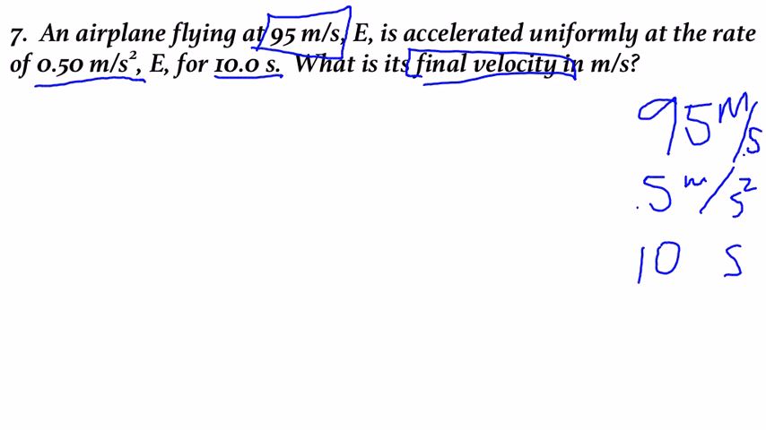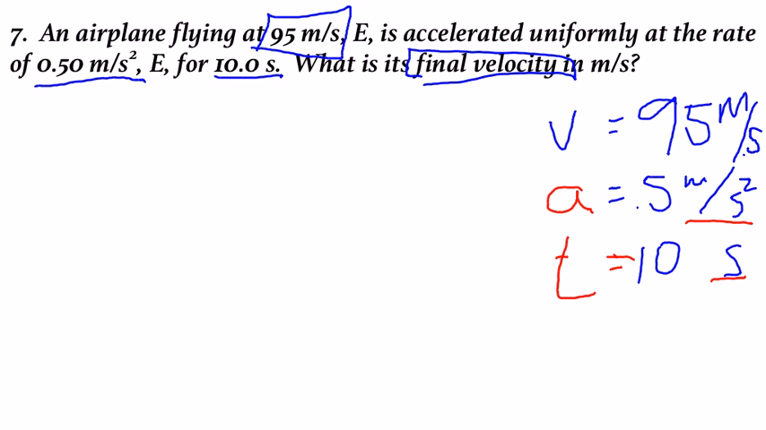But first, let's see what these stand for. Alright, 95 meters per second. We know meters per second is velocity. Okay. Next one, we have meters per second squared. Meters per second squared is always, always, always acceleration. Alright. And we have seconds. Seconds is time.